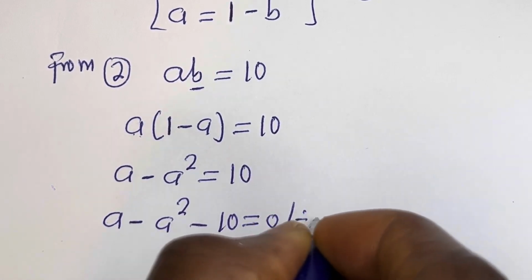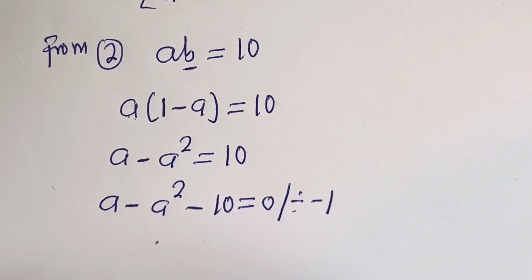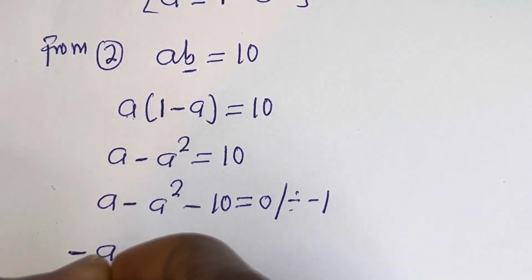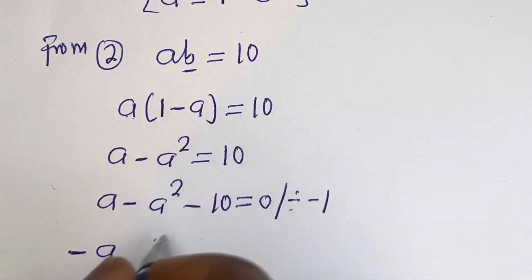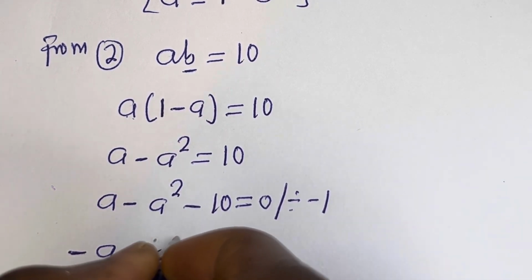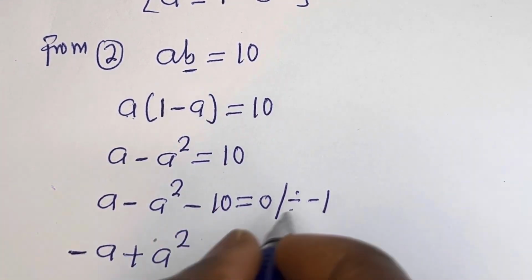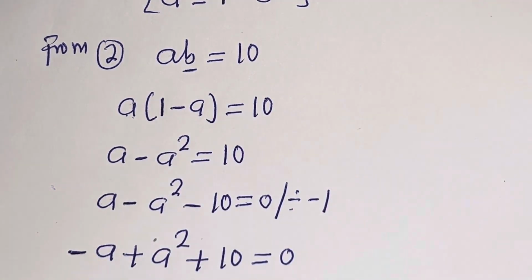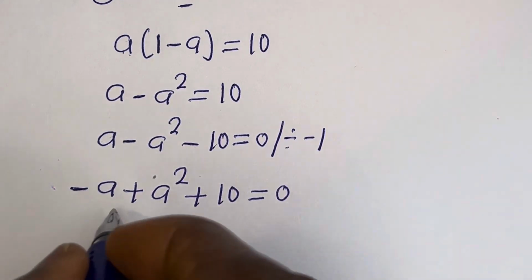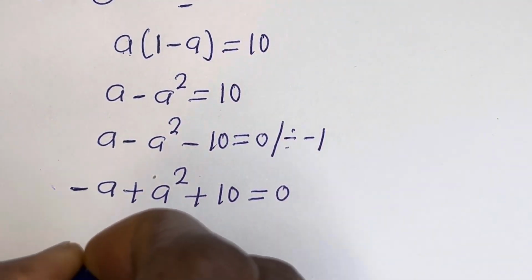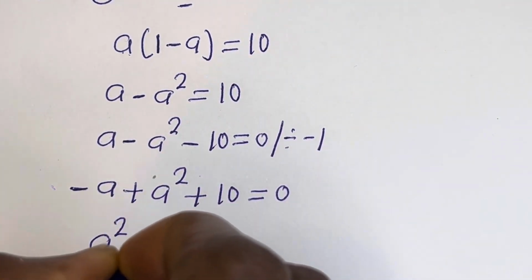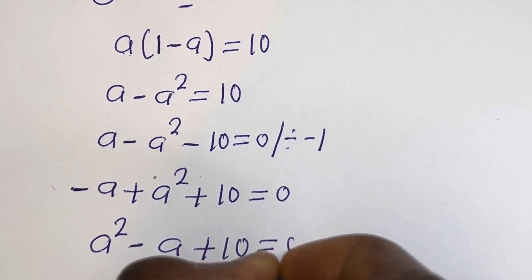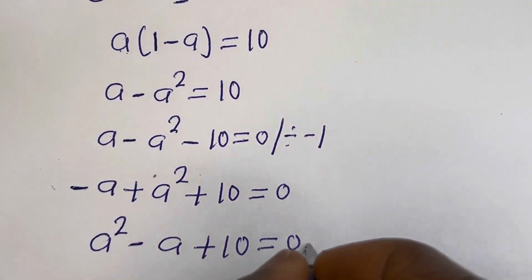Let's divide all through by minus 1. a divided by minus 1, this is minus a; minus a squared divided by minus 1, this is plus a squared; minus 10 divided by minus 1, this is plus 10, is equal to 0. Let's put this in standard form. Here we have a squared minus a plus 10 is equal to 0. This is a quadratic equation.